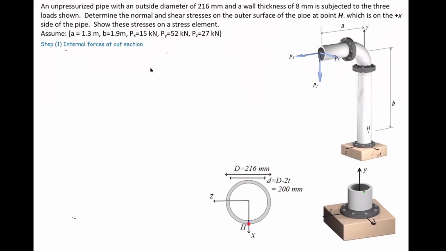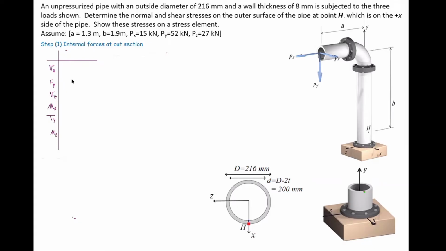So I'm going to form a table to simplify our calculation. We know that in general, at each section, we would have three forces and three moments. One of these forces would be axial force, the other two are going to be shear, and one of the moments would be torque, and the other two are going to be bending.